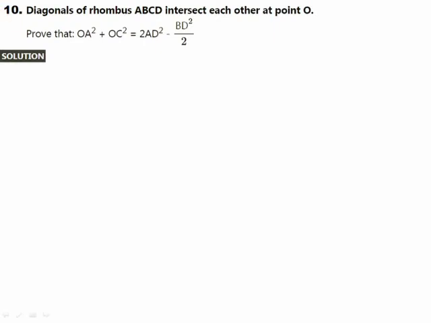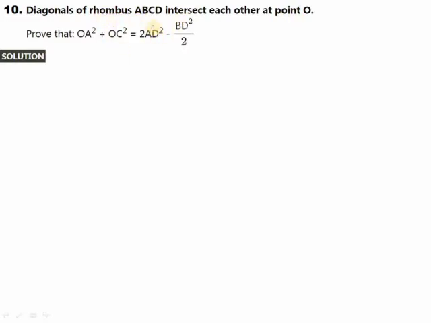So, we have the first question for the day, question number 10, which says diagonals of rhombus ABCD intersect each other at a point O. We need to prove this.